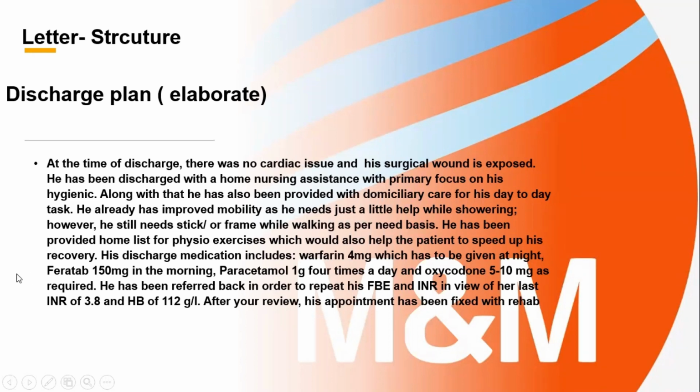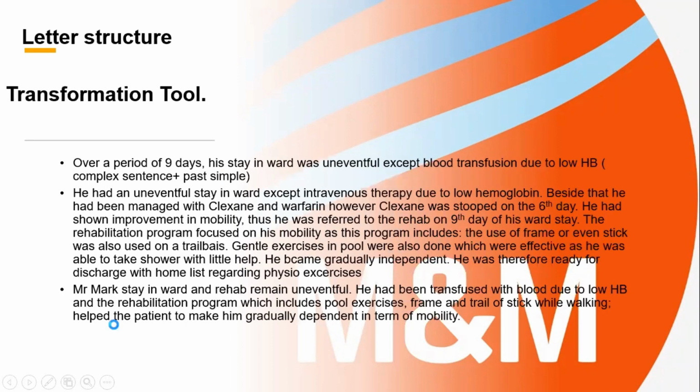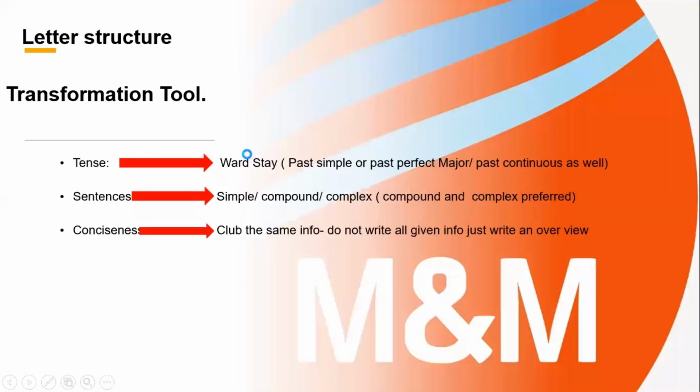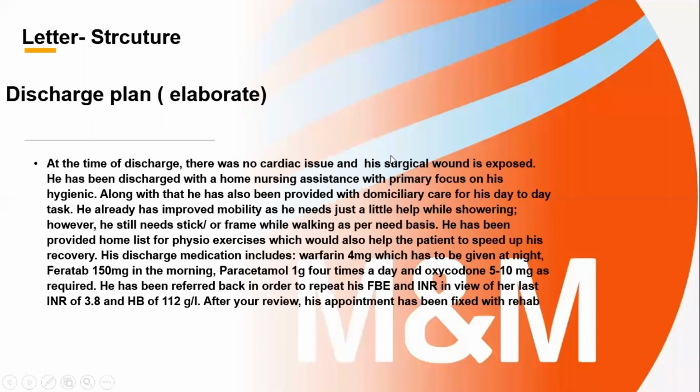He has been provided a home list for physio exercises, which could help the patient speed up his recovery. His discharge medication includes warfarin 4 mg, to be given at night, nocte, Feritab 150 mg in the morning, paracetamol 1 gram 4 times a day, and oxycodone 5 to 10 mg as per need. He has been referred back to repeat his full blood examination and INR. In view of the last INR, in the rehab you can write down the last INR over here, right? So this is just an example of the transformation.